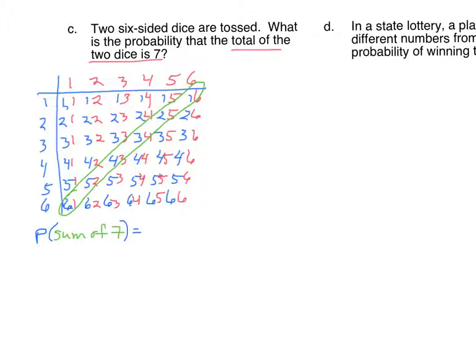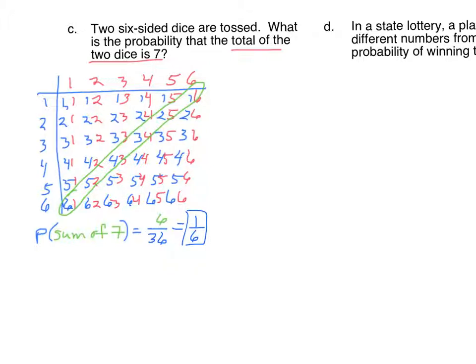How many favorable do I have? How many favorable sums? 6 out of how many total sums? And how'd you get 36? Yeah, so if you take 6 possibilities times 6 possibilities, that gives you 36. So we have a total possible number of outcomes of 36, and that does reduce to 1 in 6. So you have a 1 in 6 chance.